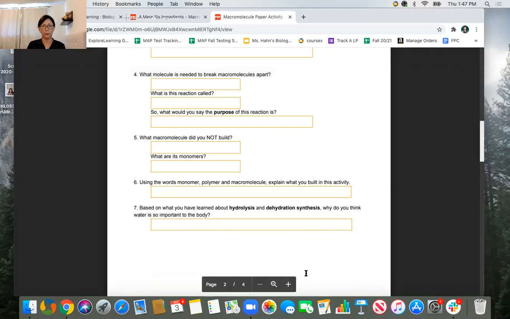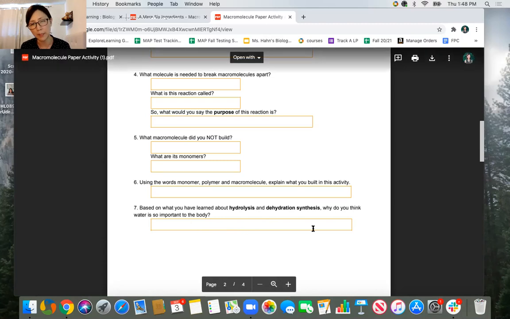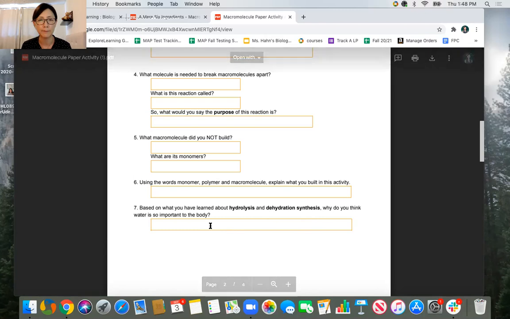So water, we needed to add water in order to break things apart, and we needed to take out water in order to put things together. And that's basically how our body uses the macromolecules we take in to make the things that we need. So water is very important in that process.